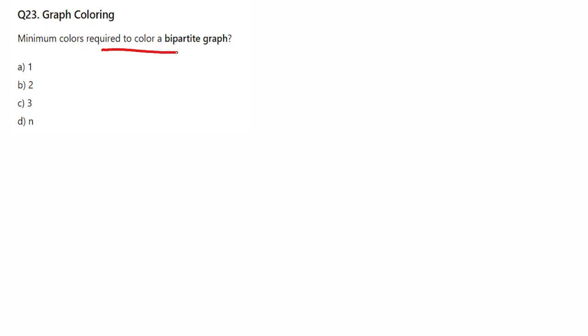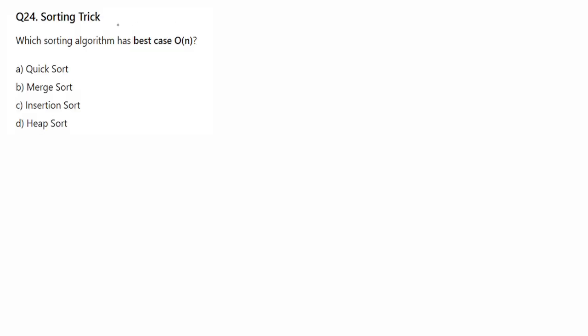Minimum colors required to color a bipartite graph. When we talk about a bipartite graph, the minimum number of colors required is 2. So option B is the correct one. Now, which sorting algorithm has a best case of O(n)? The correct option here is insertion sort, because already sorted input gives O(n).